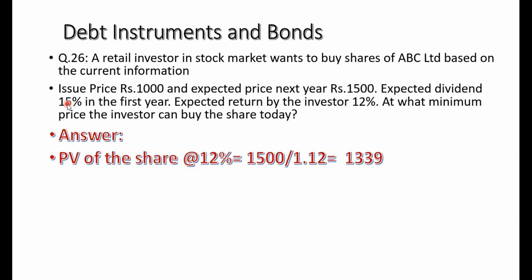This is dividend, that you don't get confused. The investor wants a minimum 12%. So for 1,500, my expected rate of return is 12%, so 1 plus R. The maximum price I can give today is 1,339. What does it mean? If I invest at 1,339, after 1 year I may get 1,500. My return will be 12%. Everything you have to analyze.